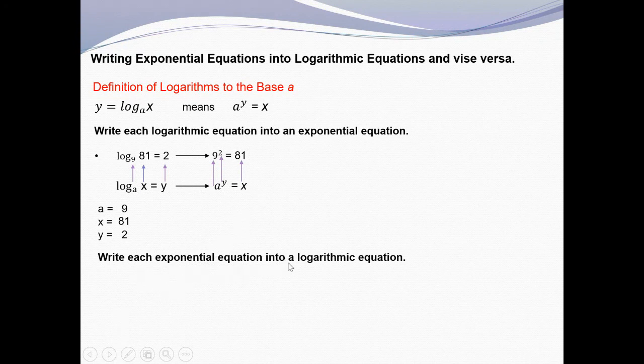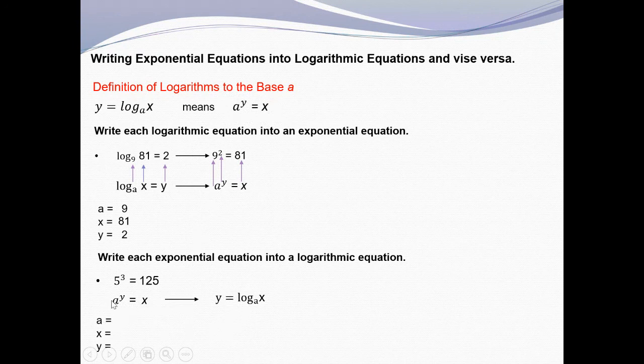Now write each exponential equation as a logarithmic equation. Now they're going the other way. 5 cubed equals 125. So then you get the definition of the exponential, and put it underneath it. So here, guys, you have to go from exponential to logarithmic.